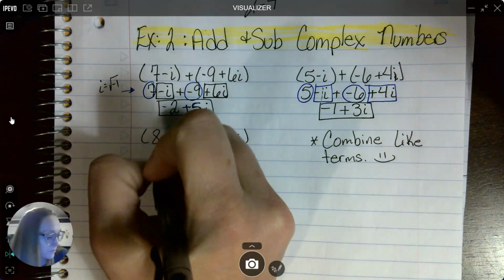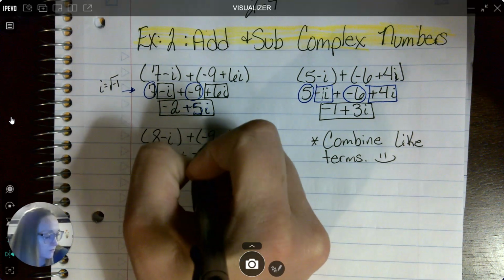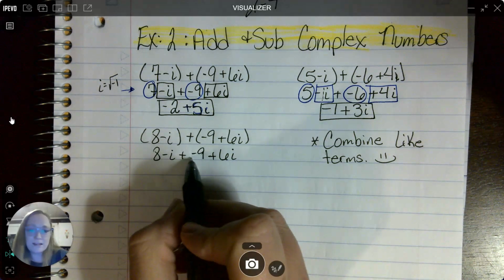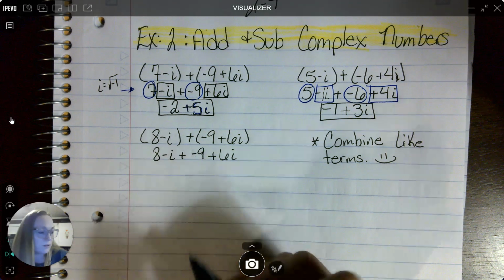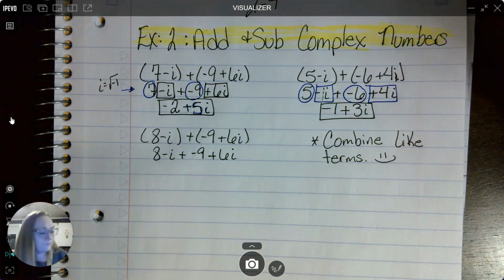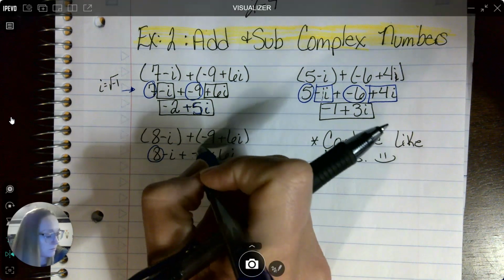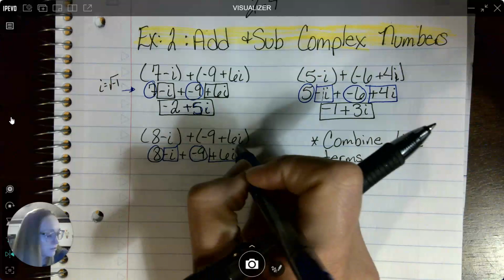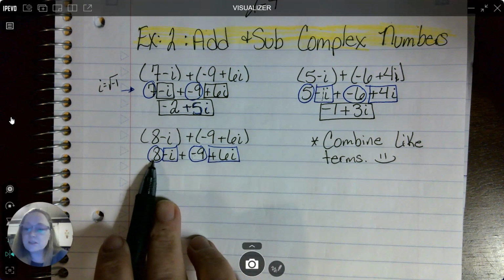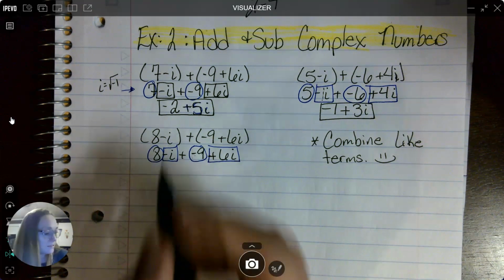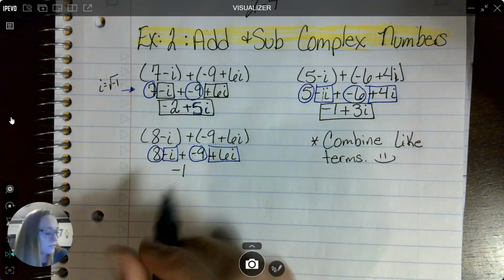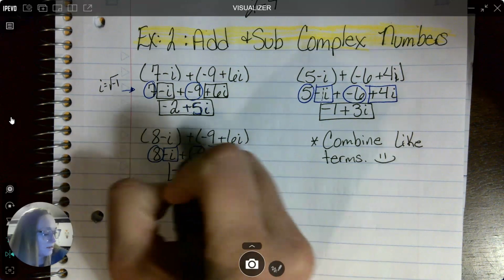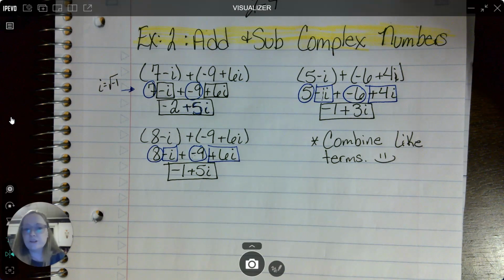One more. We get 8 minus i plus a -9 plus 6i. Okay. And if you don't like keeping these double signs, you can just write it with the -9. You don't have to put the plus. So +8, -9, -i with a +6. Again, order of operations says when we're adding and subtracting, you go left to right. So 8 minus 9 is -1. -1 plus 6 is a +5. So we should have -1 plus 5i. Combining like terms is what we're doing.